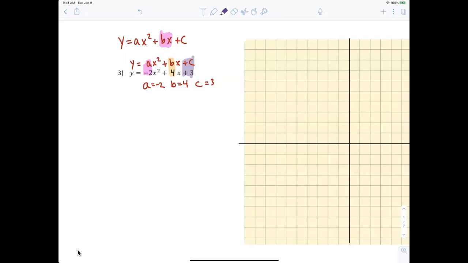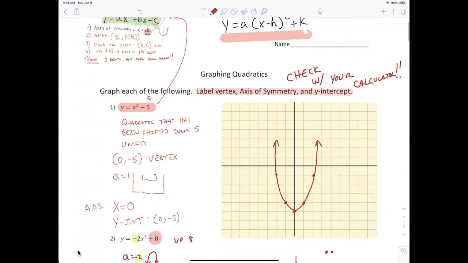Now how does that help? That helps because now it's not written in vertex form. You have to use these steps that I mentioned up here.